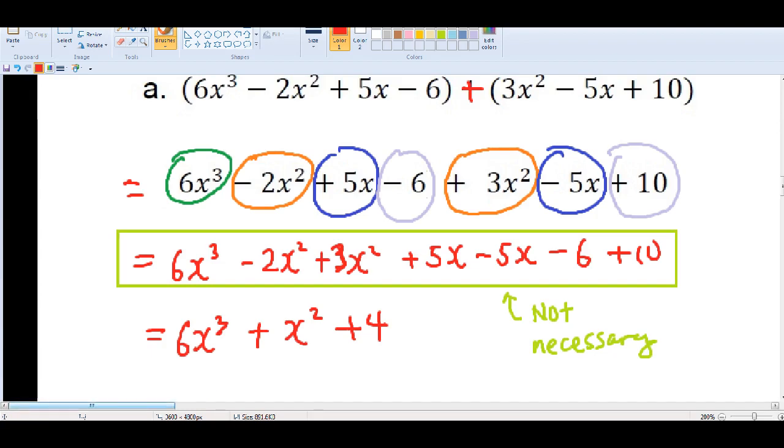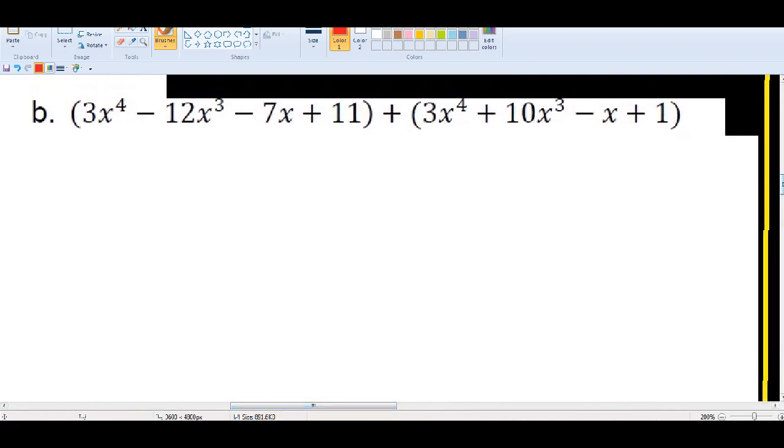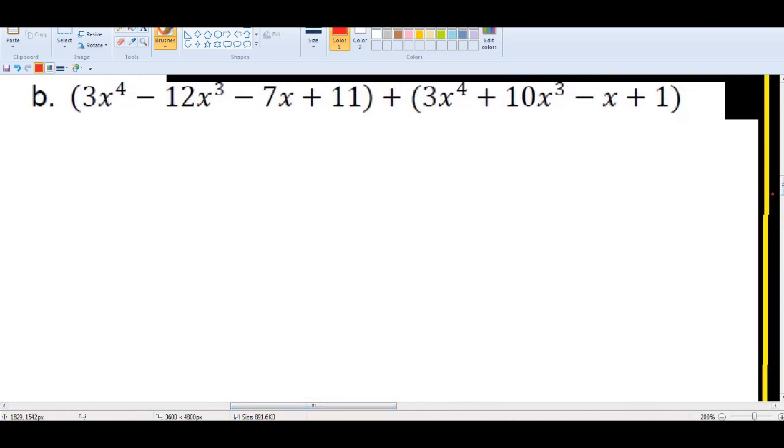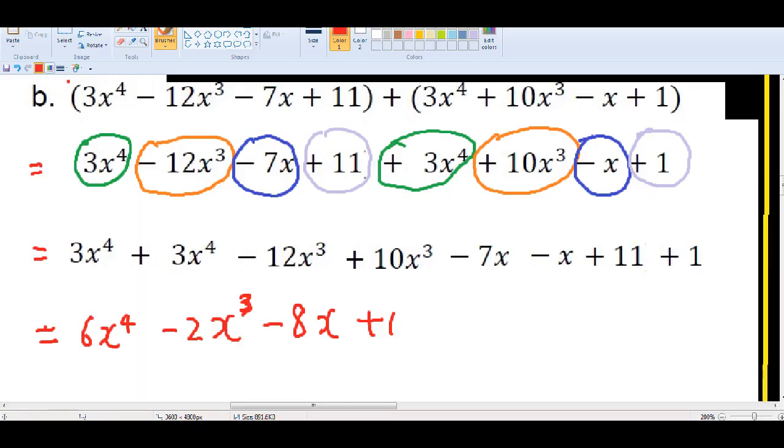You might take some time to do this one, so please pause the video now, try by yourself first and then we check the answer. Let's see if you got the answer, right? Group those like terms together, add them, and also simplify after you group them together. Be careful about the minus sign and plus sign.